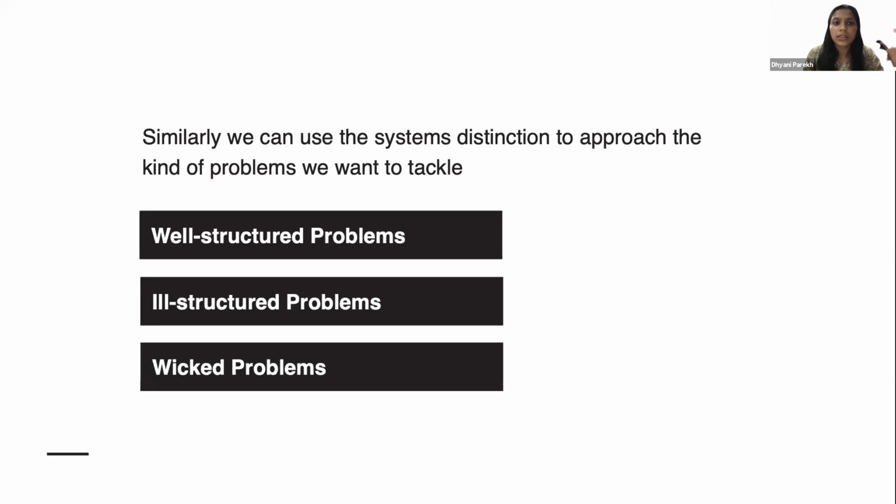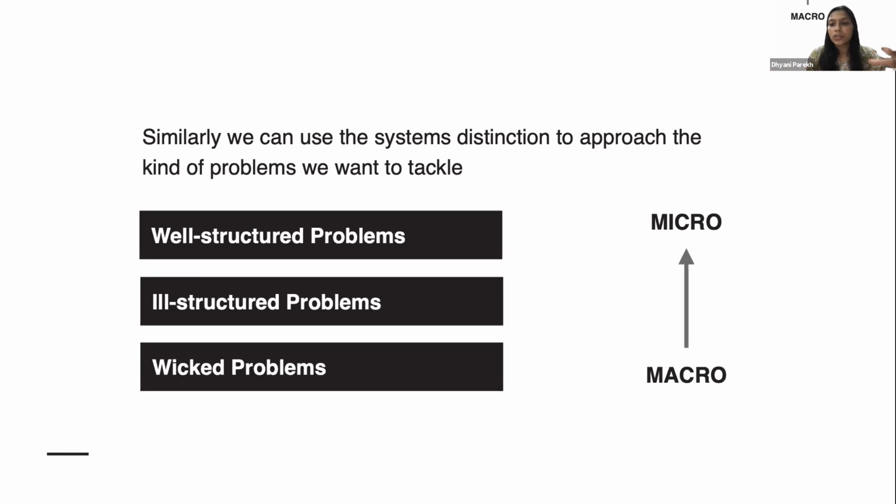And based on these system distinctions, we can also look at the problems that we want to tackle. So we have well structured problems, we have ill structured problems, and towards the end we have wicked problems. When you look at your problem statements through these lenses, you'll realize that you're taking an approach that goes from macro to micro. When you look at wicked problems, you're considering a lot of systems together.